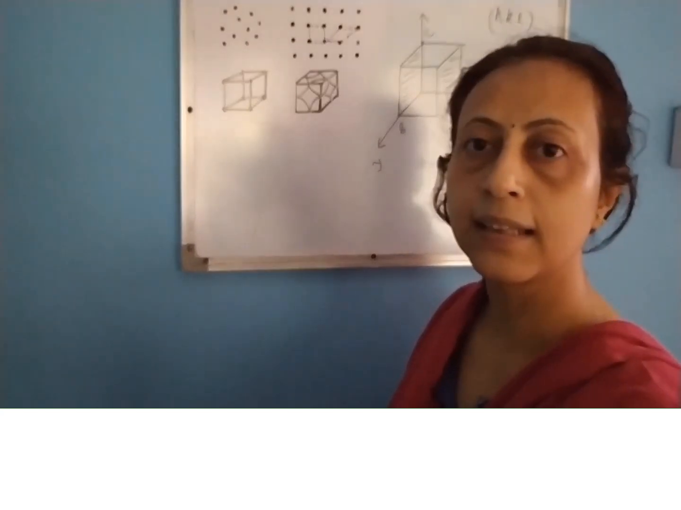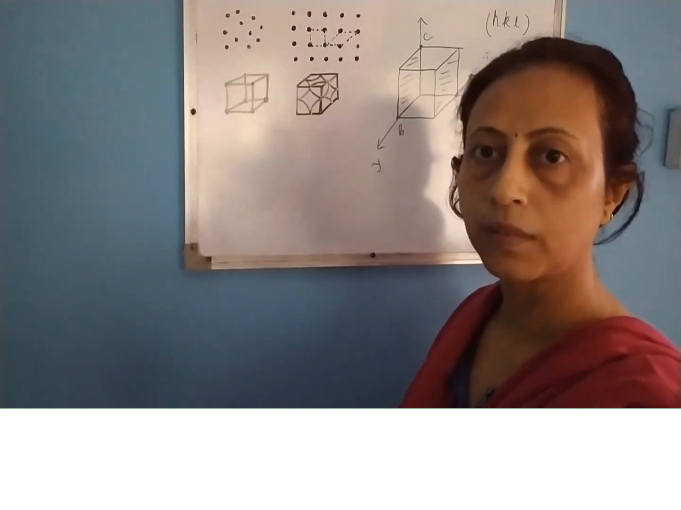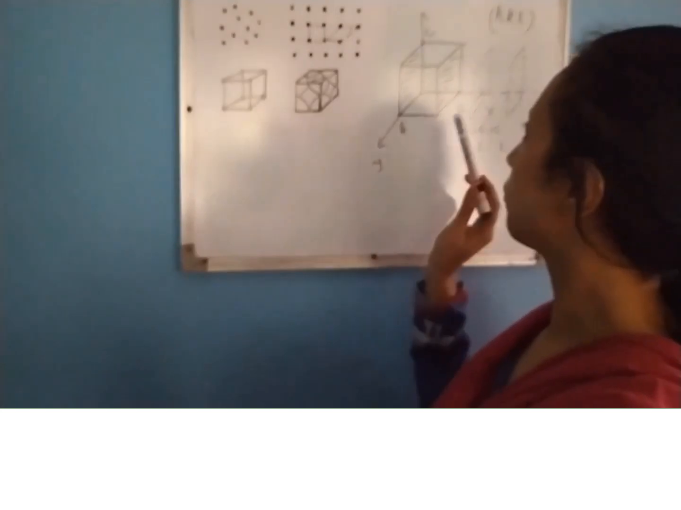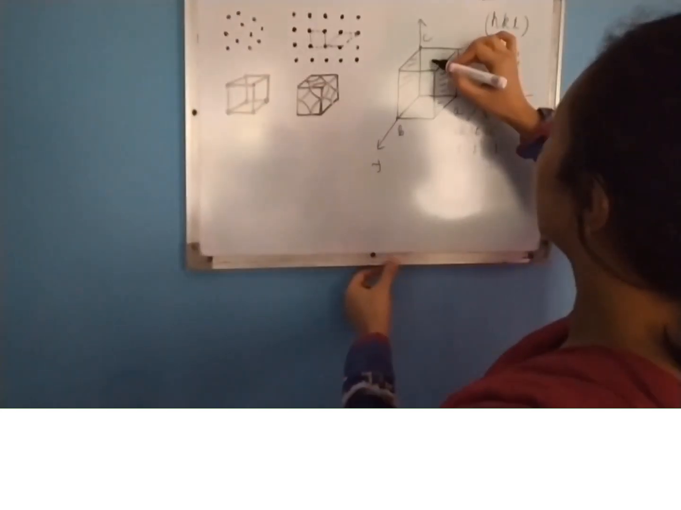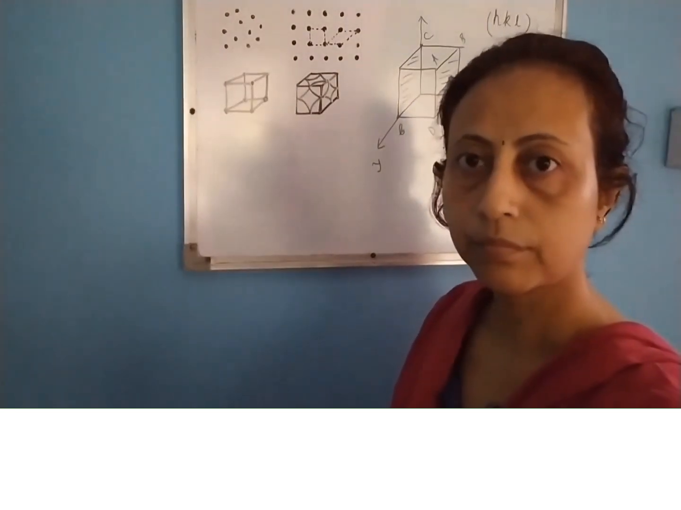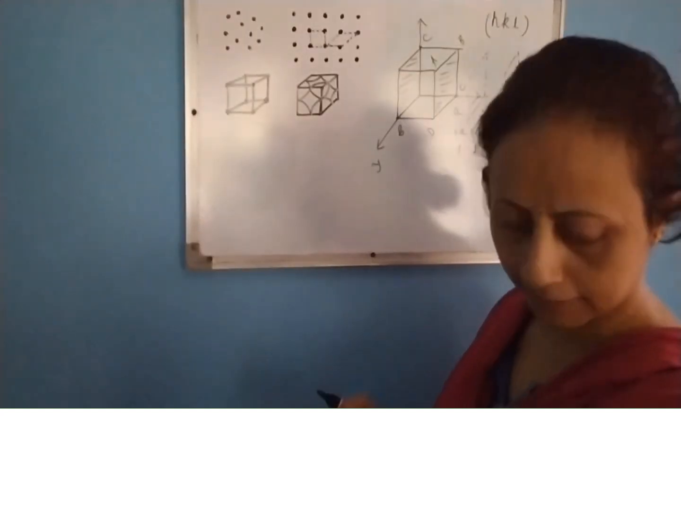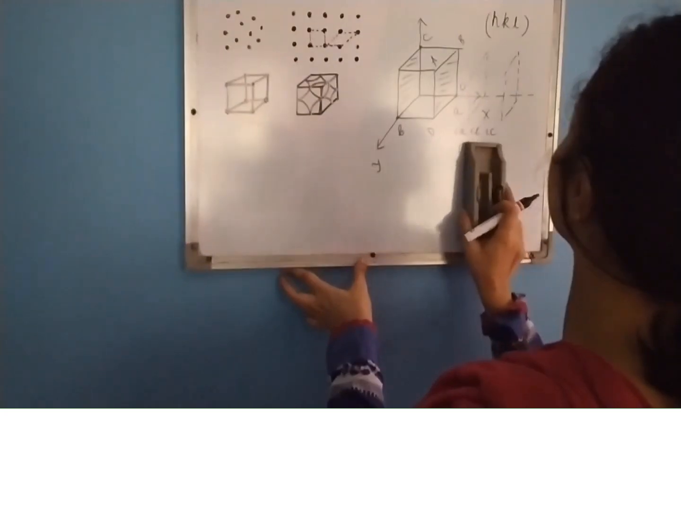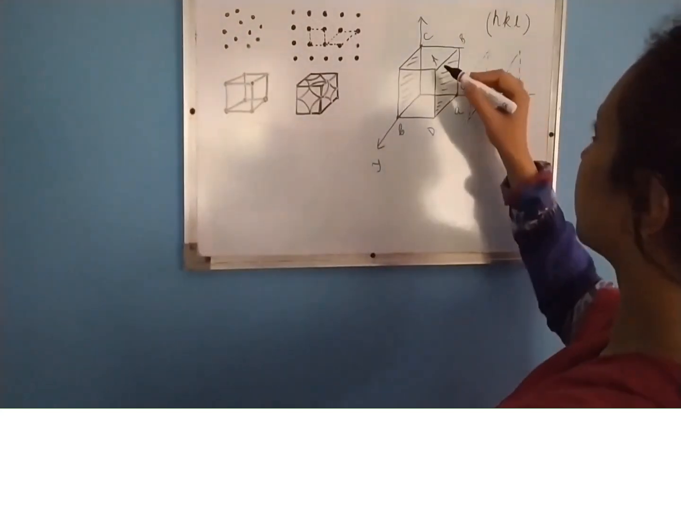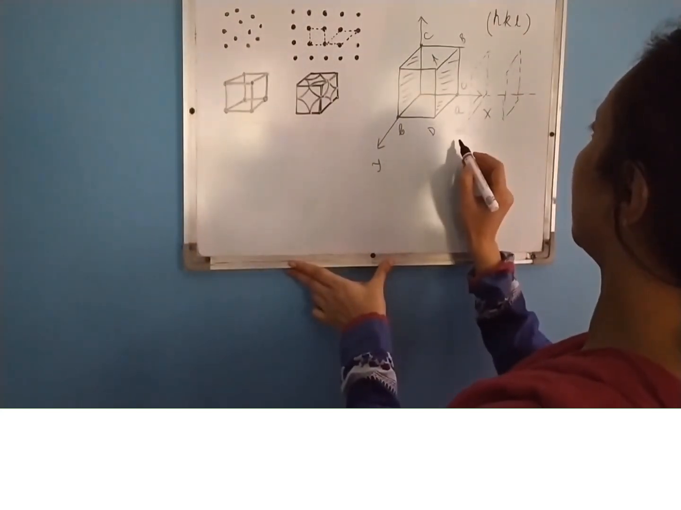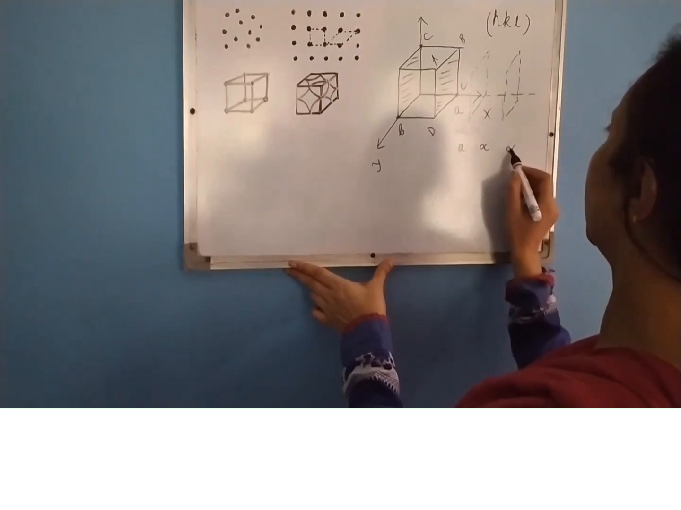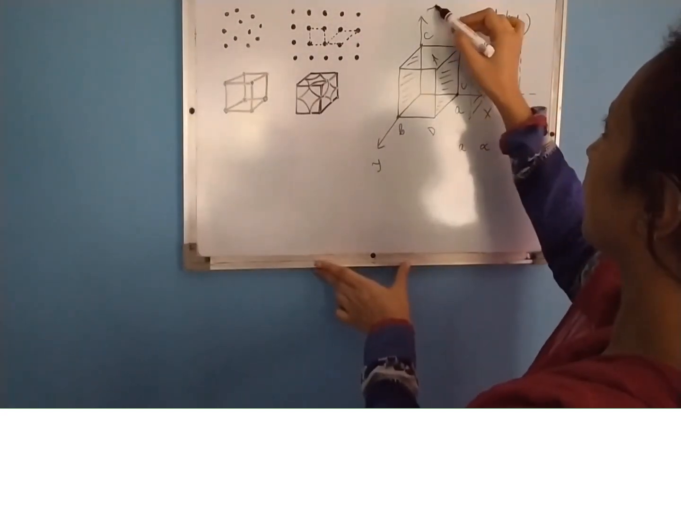So to find Miller indices, what do we do? We take the plane in the unit cell of which we want to find the Miller indices. For our case, the plane is this one, A, B, C, D. Right? So what we do, we first take the intercepts. What are the intercepts? Right? So the intercepts made by this plane ABCD with the x, y and z axes are a with the x axis, with the y axis, no intercept, that means infinity. With the z axis also, no intercept, that means infinity.